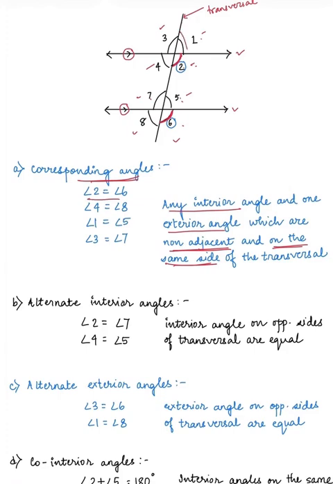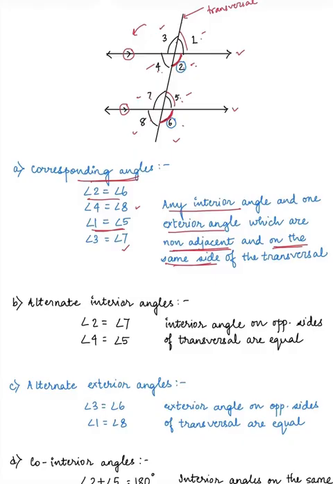Similarly 1 and 5 will also be equal to each other. Again, if we take this side of it, then 3, 4, 7 and 8 are on the other side of the transversal. So 3 and 7 will be equal to each other, and 4 and 8 will also be equal to each other. They are known as corresponding angles.